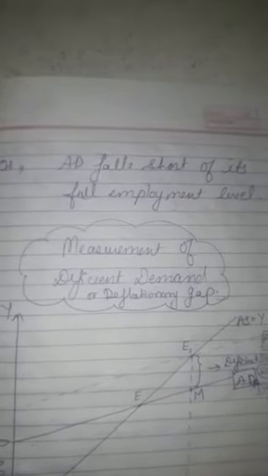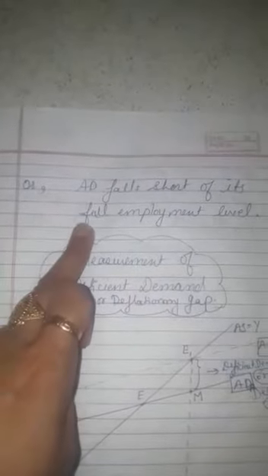Basically, here we are going to talk about the underemployment equilibrium, in which the aggregate demand, what is actually needed to maintain the full employment, is not there, but is very much less than the aggregate demand at the full employment level. Clear? It also means that when deficient demand arises, AD falls short of its full employment level, meaning AD is very much less than what is needed to maintain the full employment level.